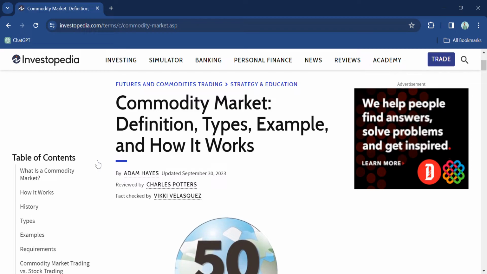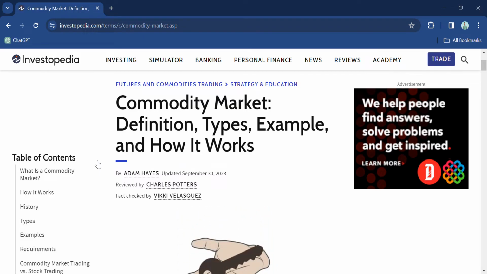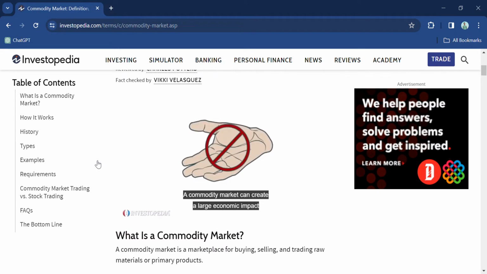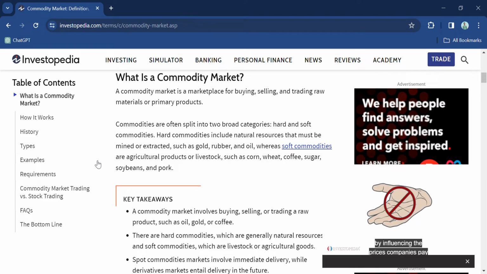It is mostly for businesses, right? Commodity markets are mainly run or looked after by businesses. Let's see what a commodity market is.